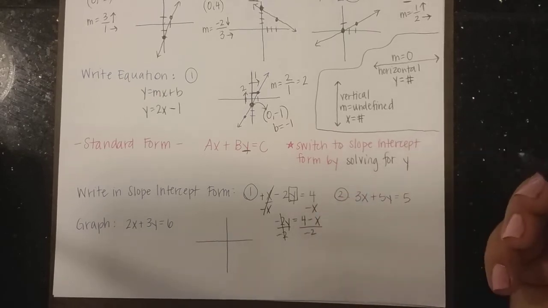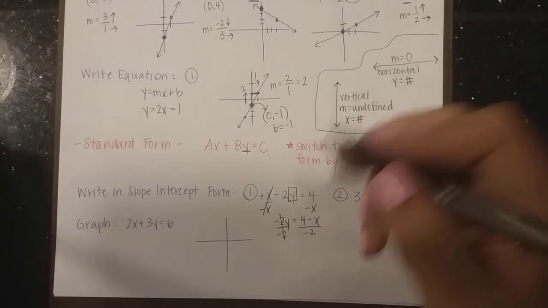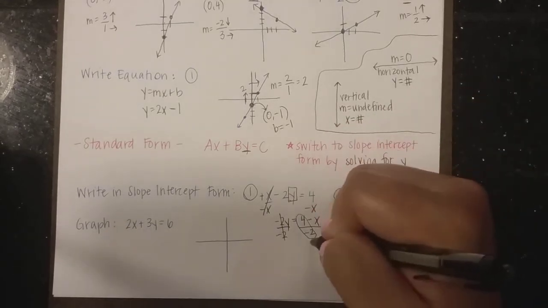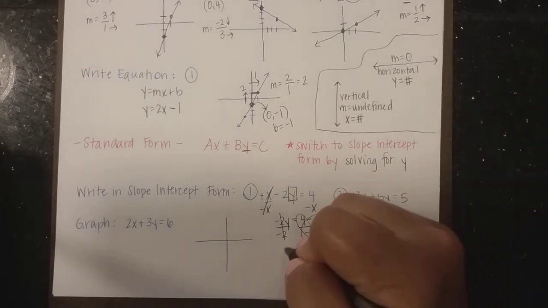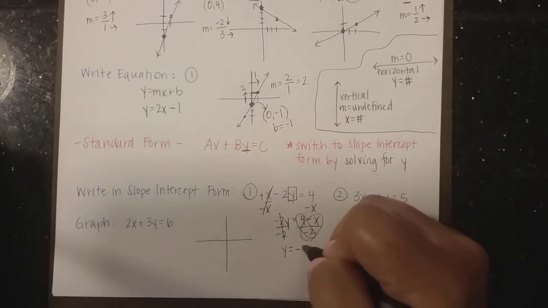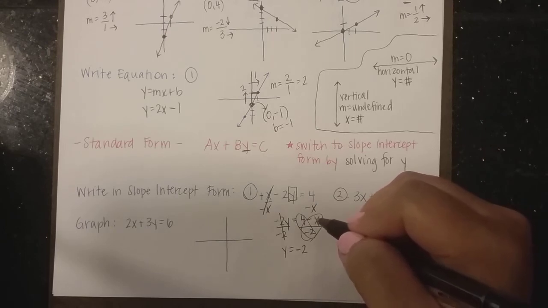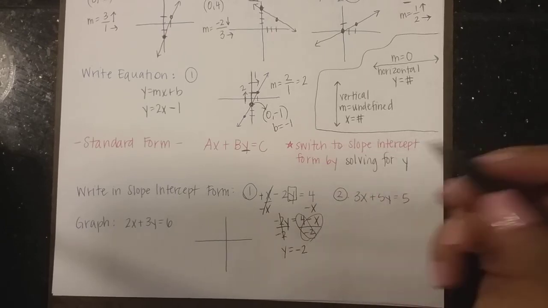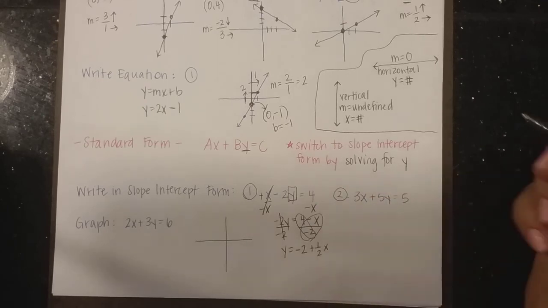Because technically y is by itself, but we're going to make it pretty. Whenever you take something and divide it by a number, I can break it apart by dividing both of those by that number. All right, so I'm going to say y equals 4 divided by negative 2 is negative 2. Negative 1x divided by negative 2 is a positive 1/2 x. Okay, 1 divided by 2.